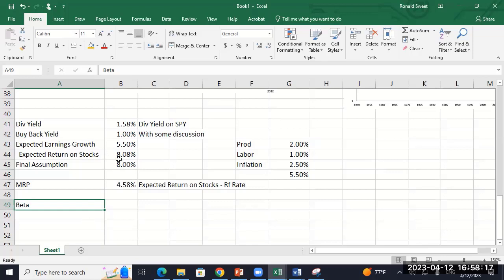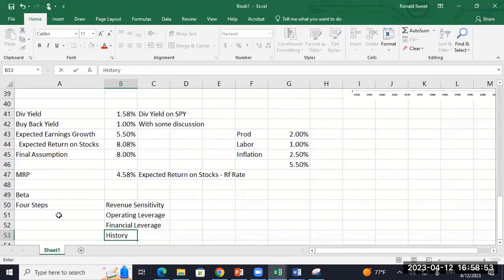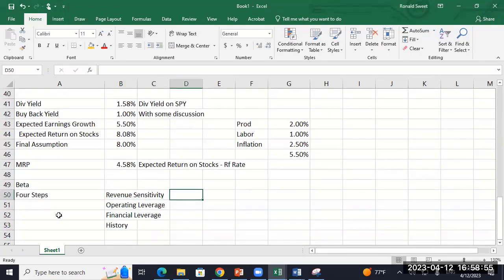If I give you Walmart's expected growth in earnings, along with what I think the market says, you ignore that for your market risk premium because it has nothing to do with Walmart, right? I give you the number, but it has nothing to do with the market risk premium. So the only time we need Walmart is here. Remember, we've got 4 steps. You're going to do the 4 steps. The first is revenue sensitivity and operating leverage, financial leverage, and history. Revenue sensitivity is just a discussion.